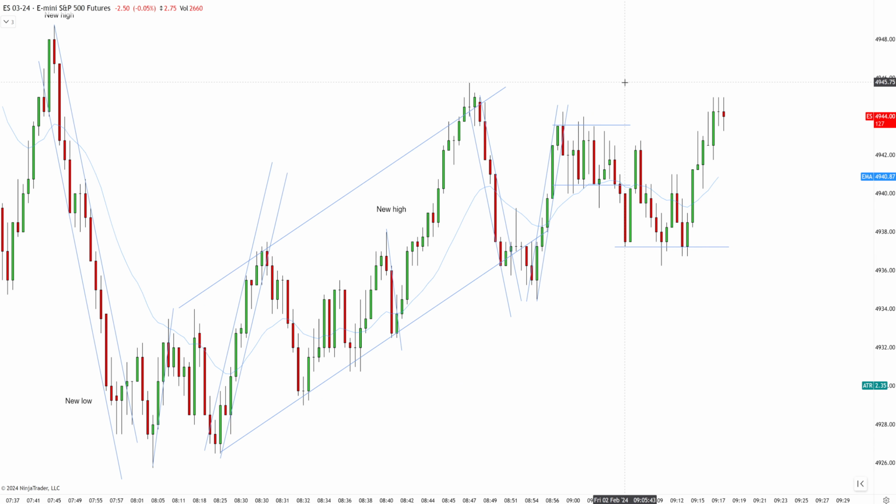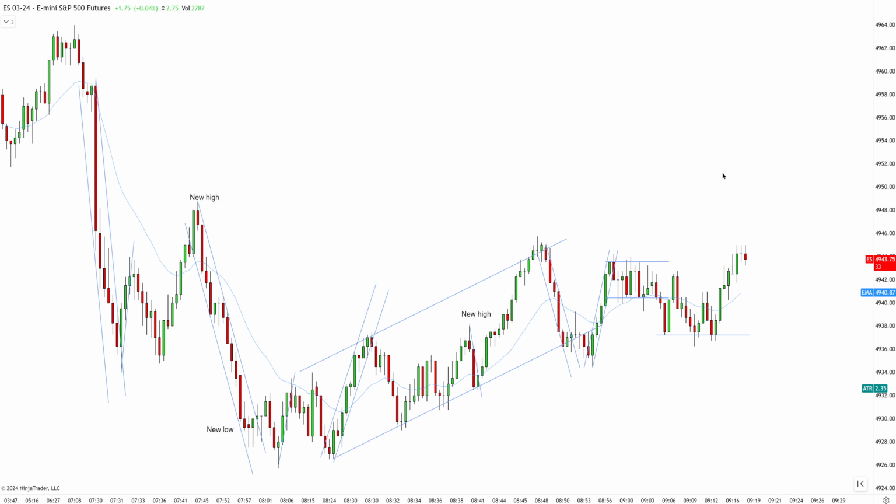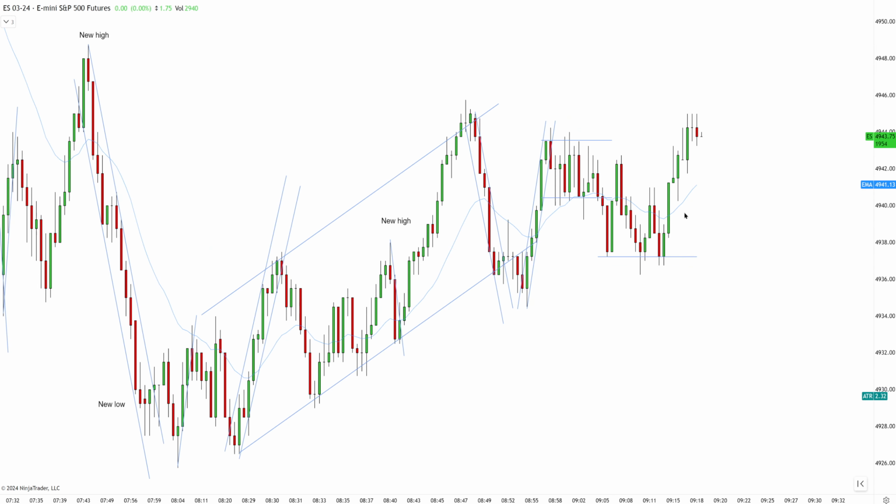For this uptrend, as you can see, we haven't truly made a new high yet, but this is what bulls right now are attempting to do, create a new high for this uptrend. So I'm not going to be selling just yet. We expect a new high to form, and then I'll be expecting a correction or reversal.